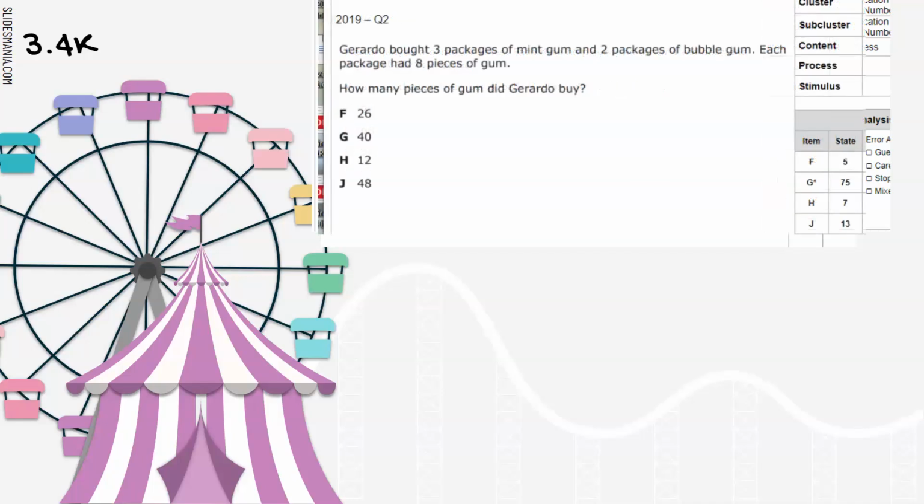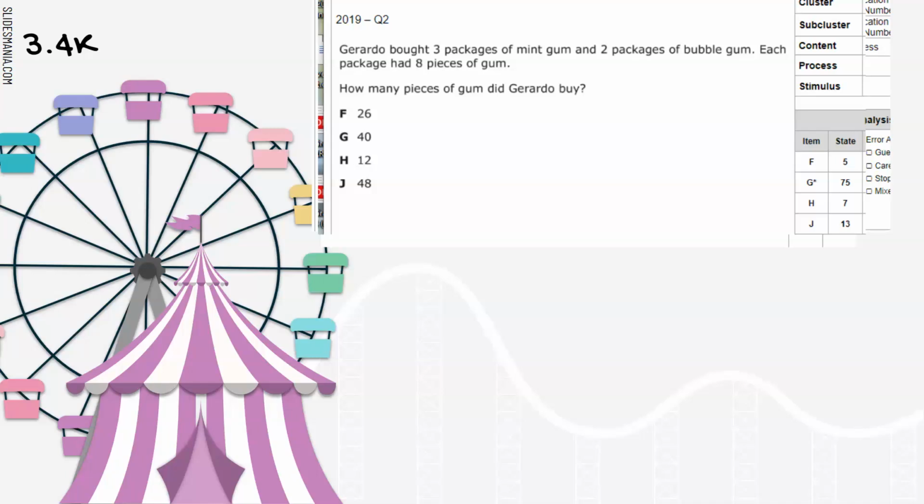Okay, so 2019, there was a very similar question. Gerardo bought 3 packages of mint gum and 2 packages of bubble gum. Each package had 8 pieces of gum. How many pieces of gum did Gerardo buy? And so this is exactly what I was talking about in the last one. We can take the packages of gum and add those together to get 5 packages. And each of those packages had 8 pieces of gum. So 5 times 8 is 40. And we've got our answer. Okay.